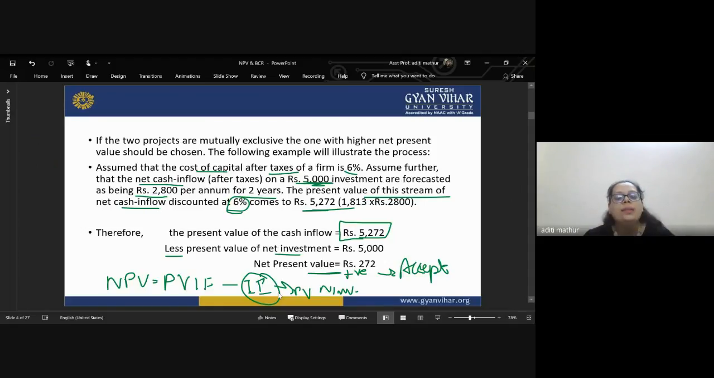But the core concept of your net present value is that you first calculate the present value of all the future earnings which you are going to generate with the investment you are making today, and you will subtract from it the investment which you are making today, and then you will see whether your answer is coming to be positive or negative, and then you will take the call.